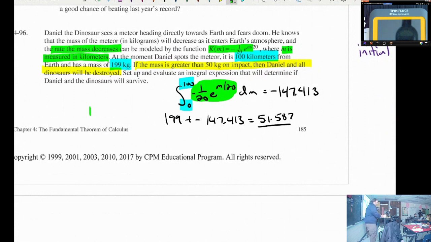You take the original 199 kilograms, you work out the integral, and you realize that over the next 100 kilometers, it's going to be losing 147.4 whatever kilograms of mass. However, when you do the subtraction, it's not enough. Sorry, Danny the dinosaur, it's all gone. 51.587 kilograms. So, unfortunately, the dinosaurs will not survive.